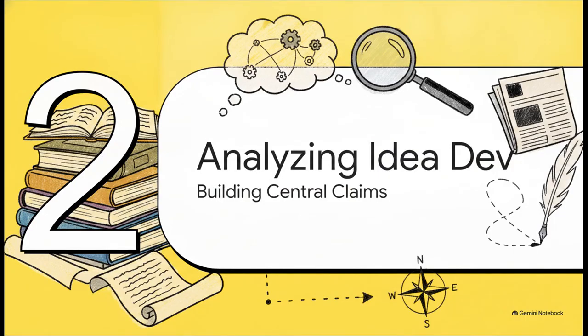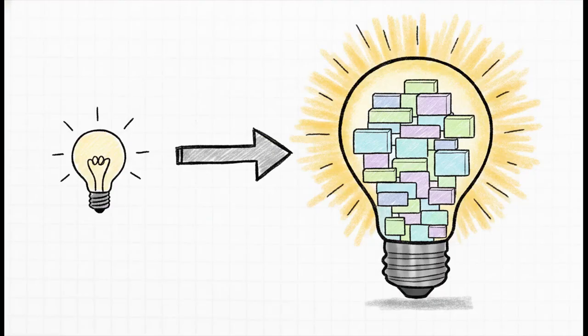Moving right into Section 2, Analyzing Idea Development. So, authors don't just state a central idea on page 1 and then abandon it, right? That would be incredibly boring. Instead, they actively shape and refine it as the text goes on.